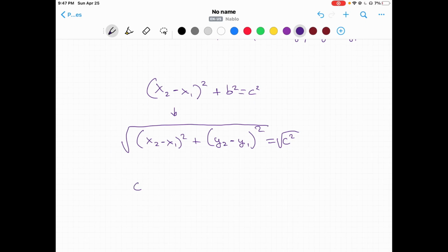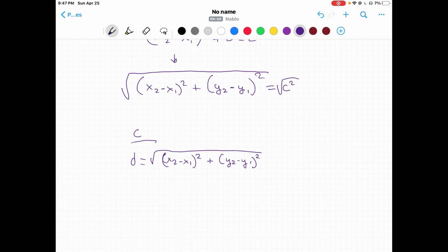Now we could take the positive root of both sides in order to solve for c, and we will get that c, or in other words, the distance, which we're going to label as d, is equal to the square root of x2 minus x1 squared plus y2 minus y1 squared. So this, you will see, is going to be referred to as the distance formula. And although it looks really messy and complicated, it is the same thing as a squared plus b squared equals c squared. It is just another application of the Pythagorean theorem.